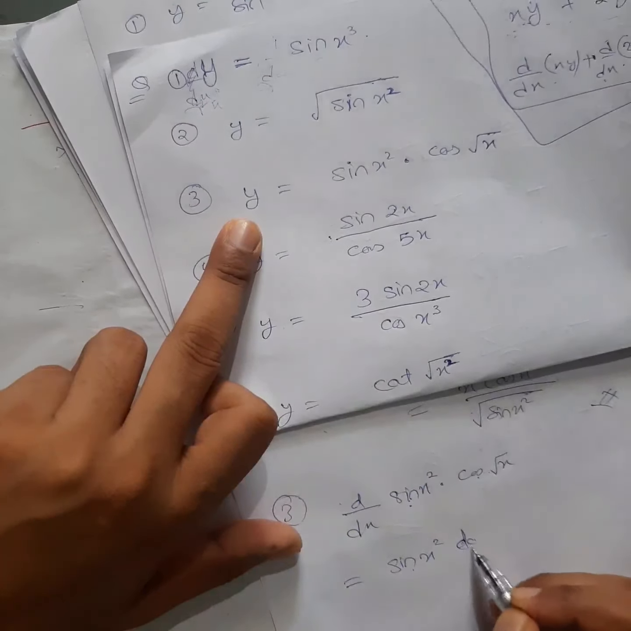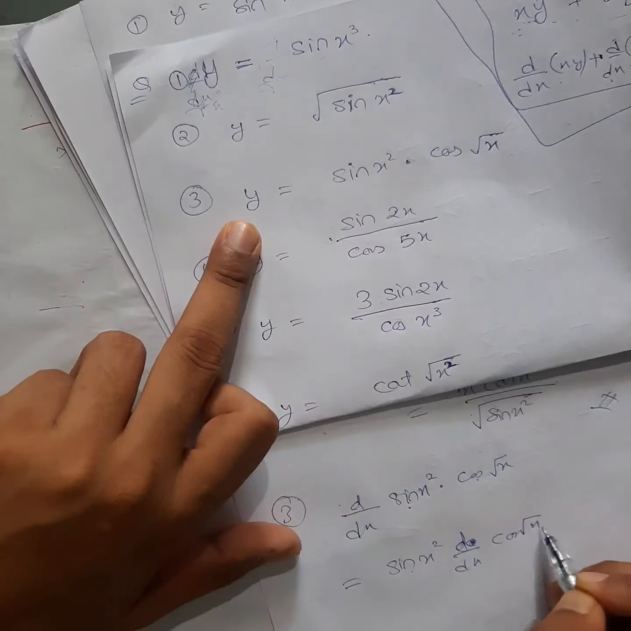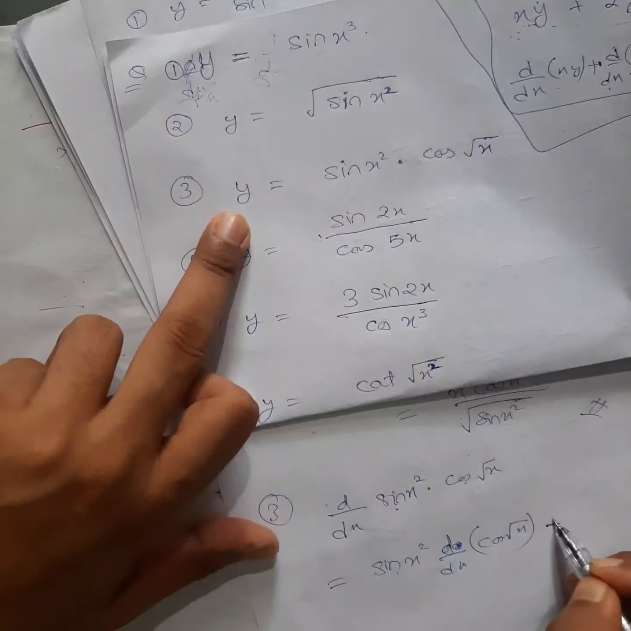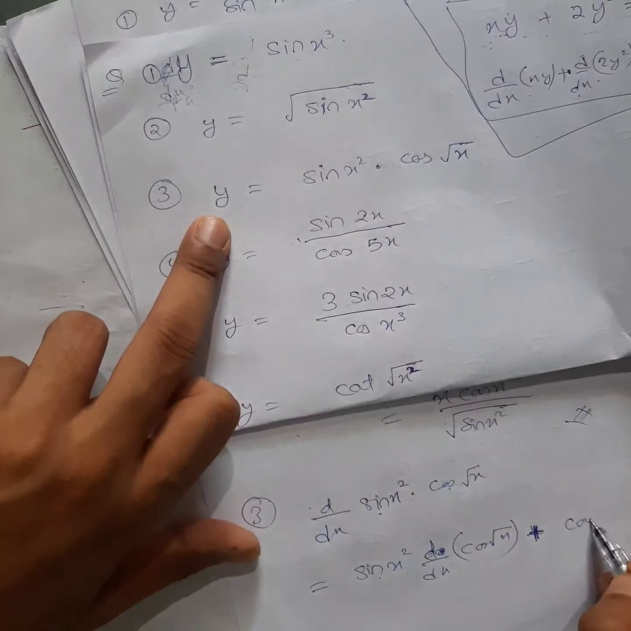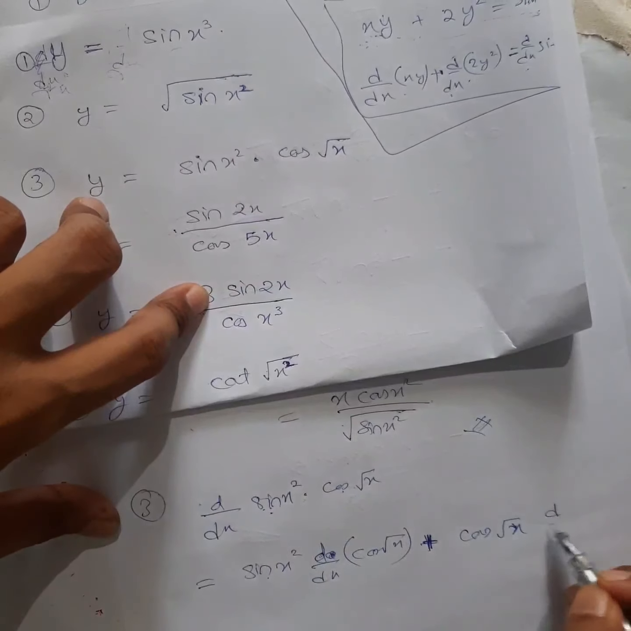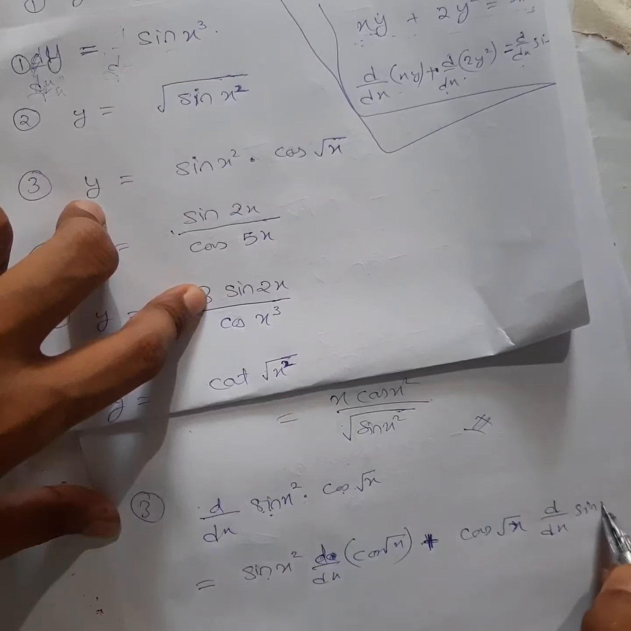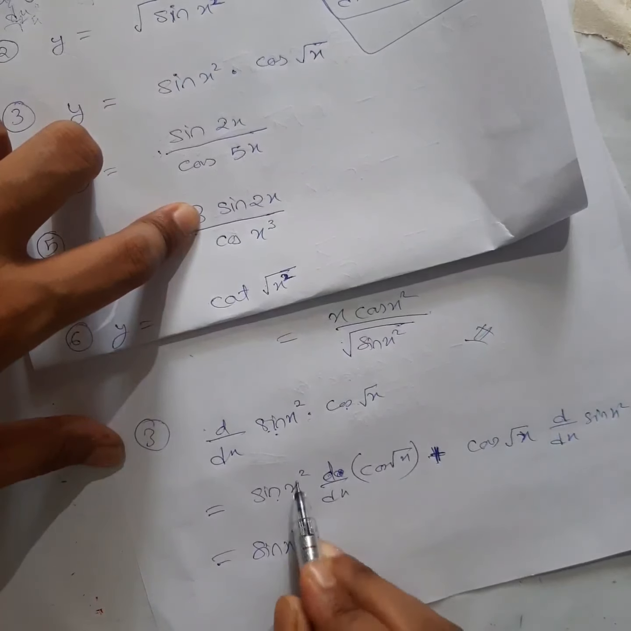One you keep as it is, the other you differentiate first. So d/dx of cos root x, this you have to differentiate, plus, in multiplication, plus. Now we will keep this one as it is and we will differentiate this one. Okay, next, leave this one as it is here, right?